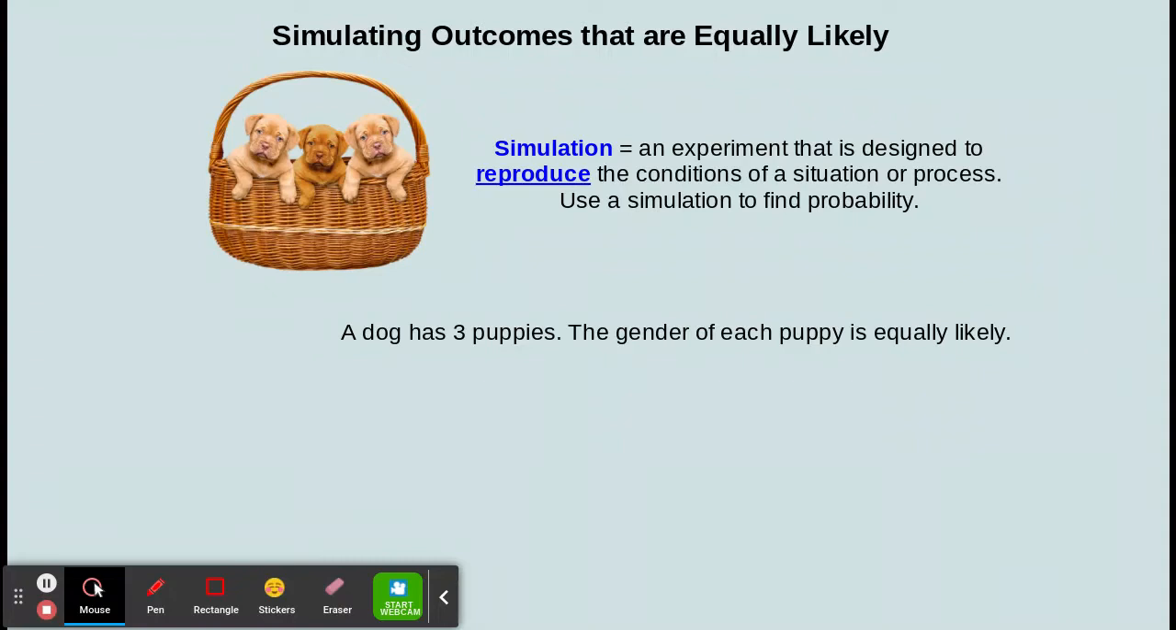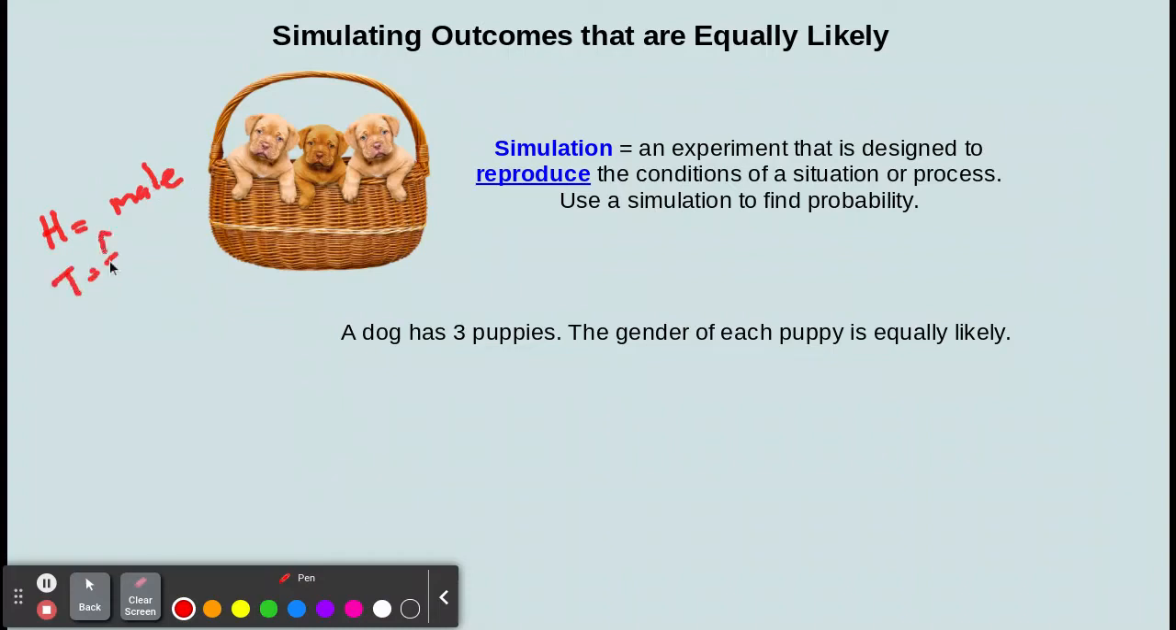Okay, so we're going to run a simulation and we're going to use a coin. And the coin has 2 sides. And so we're going to have the heads mean that it's a male, and the tails mean that it's a female. Okay, so we're going to flip a coin 20 times. Actually, we're going to flip 3 coins because we have 3 puppies, right? We're going to flip 3 coins 20 times, and we're going to record if it lands as heads or tails. Okay, so these are going to be our trials.